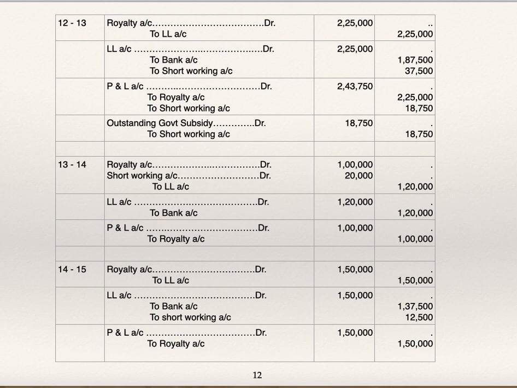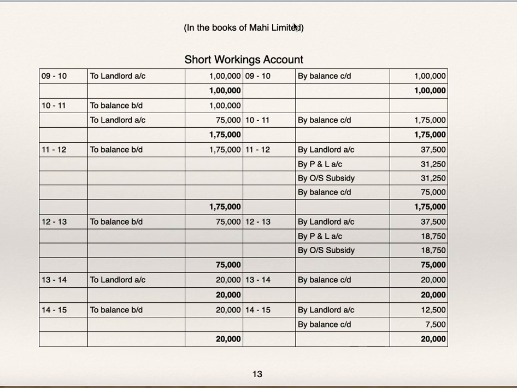I will show you how to prepare the short working account. In the books of Mahi Limited, short working account: to landlord 1 lakh, by balance carried down 1 lakh. Second year beginning: to balance brought down 1 lakh, to landlord 75,000, by balance carried down 1,75,000. Third year beginning: to balance brought down 1,75,000, same balance. By landlord 37,500, recovery of short working.